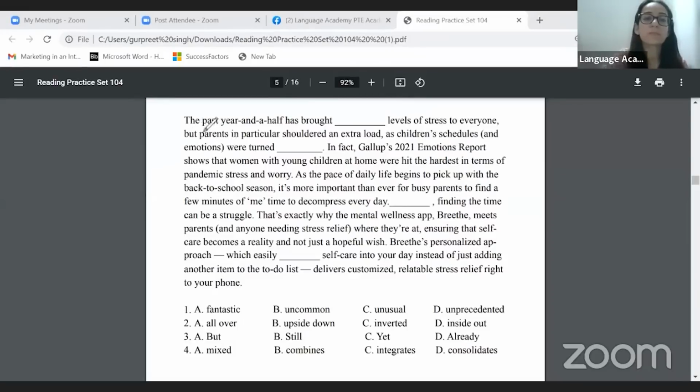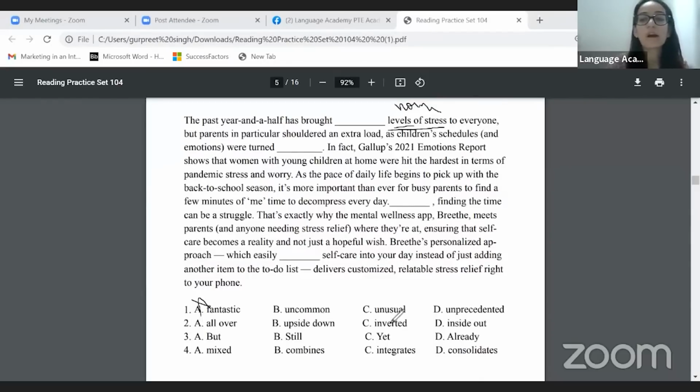So this says the past year and a half has brought levels of stress to everyone, but parents in particular shouldered an extra load. So somehow the sentence is complete. Levels is a noun. So we need what kind of levels of stress we have got. So fantastic. When we read ahead, we'll come to know that they were talking about negative things, not positive, because of this COVID era, is what I think the context is. So it is not fantastic anything about COVID.